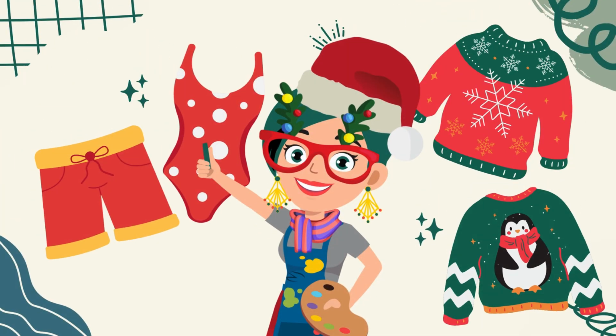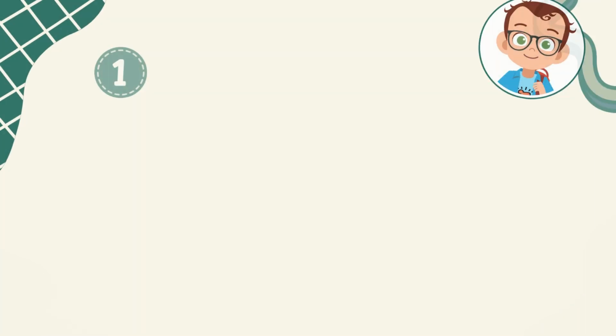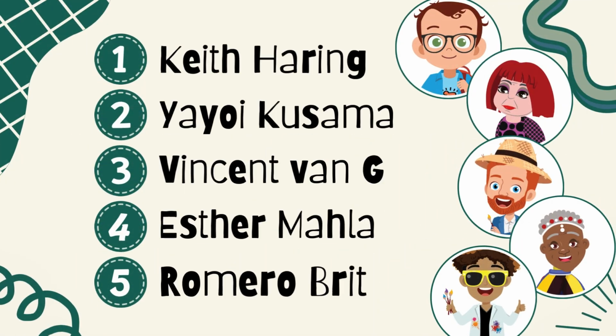So, where are you from? The Northern Hemisphere or the Southern Hemisphere? Whether you are designing a swimming costume or a sweater, you will still learn the same principles of art and techniques with this project. So we are going to create our own Christmas sweaters inspired by famous artists. For this project, I have selected the usual suspects. These include Keith Haring, Yayoi Kusama, Vincent van Gogh, Esther Mahlangu, and Romero Britto, 5 in total.